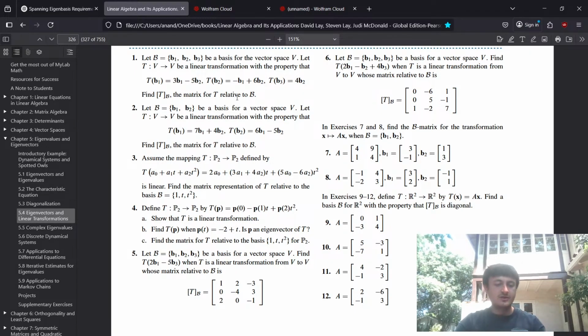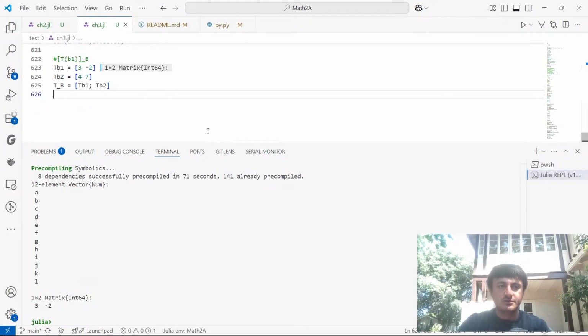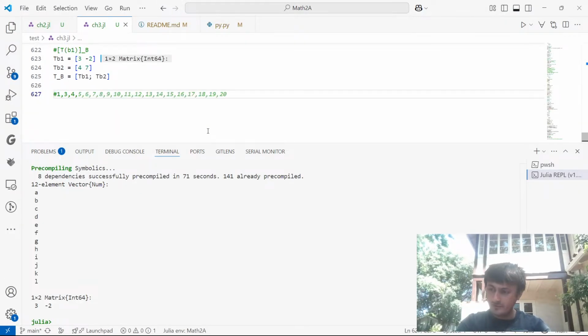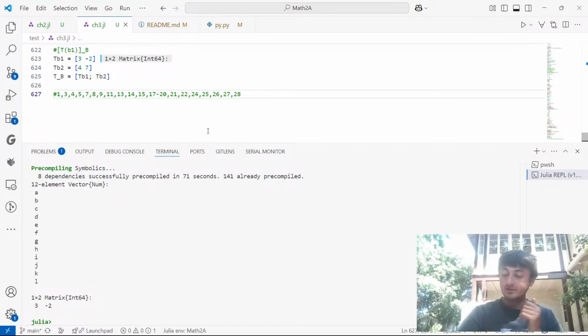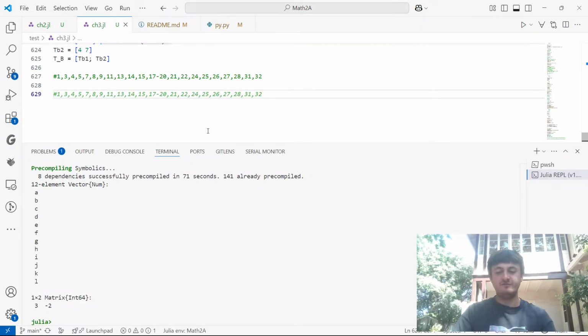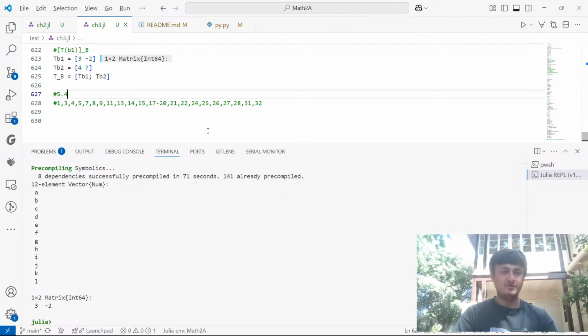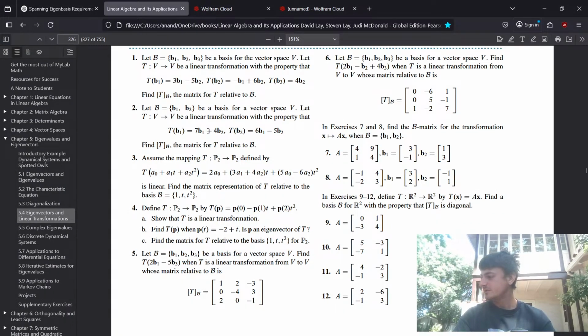All right, so let me just write down which problems we're actually doing. So we're doing 1, 3, 4, 5, 7, 8, 9, 11, 13, 14, 15, 17 through 20, 21, 22, 24, 25, 26, 27, 28. Those proof ones are always really good. And then 31, 32. All right, those are the problems for section 5.4. We got a lot of problems, but that's chill.